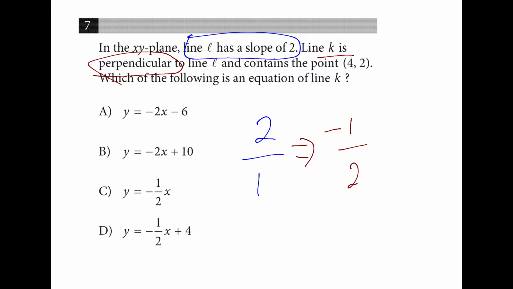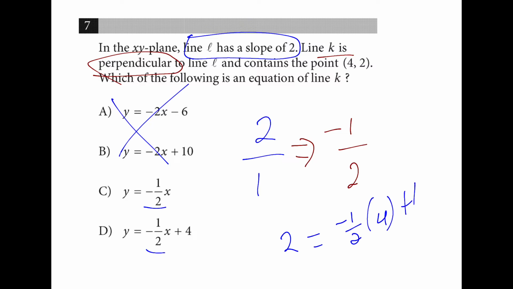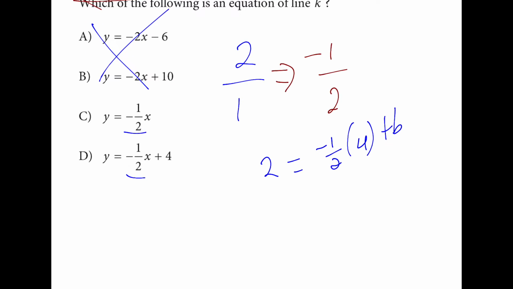Since it contains the point (4, 2), I can use that to figure out the intercept if I wanted to. And I'm going to need to, since the slope here is the same for C and D. So 2 is equal to negative 1/2 times 4 plus b. 4 times the negative 1/2 is negative 2. If I add 2 to both sides, I get that b is equal to 4.